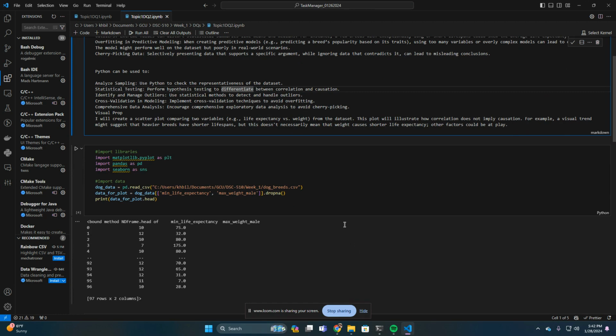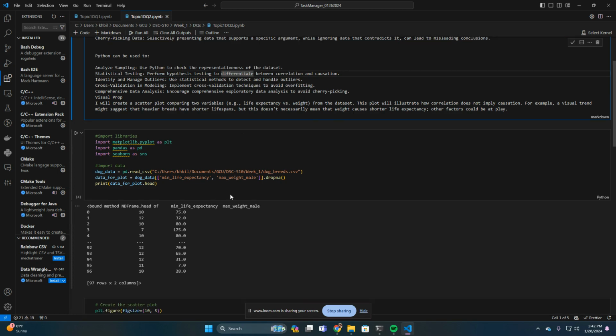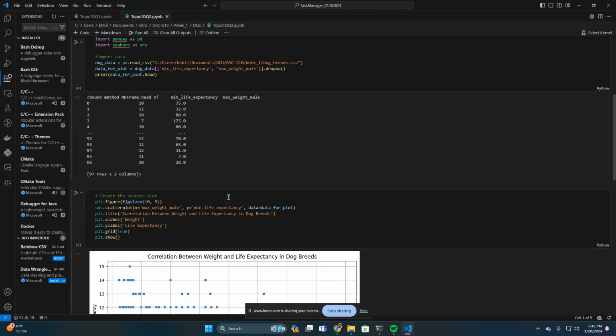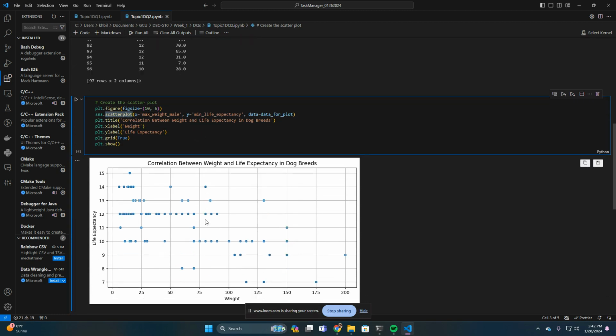I pulled in the same dog breeds data that I got from Kaggle. I did a minimum life expectancy versus the maximum weight for dudes. I just did dudes. I don't think I did the female. Yeah. Okay. So the male weight and the life expectancy, I did a little scatter plot here, dot plot, I think is what it's called. It was a scatter plot. It's not a dot plot.